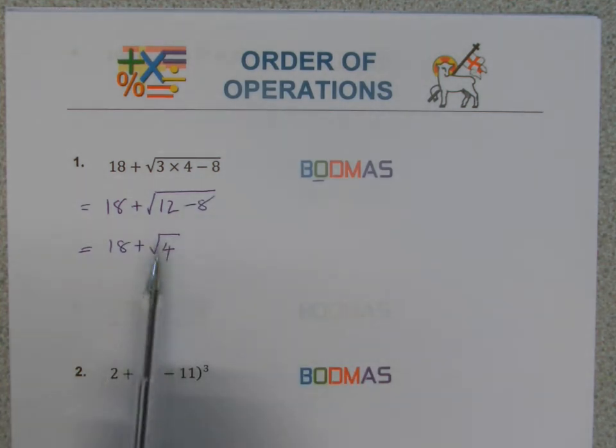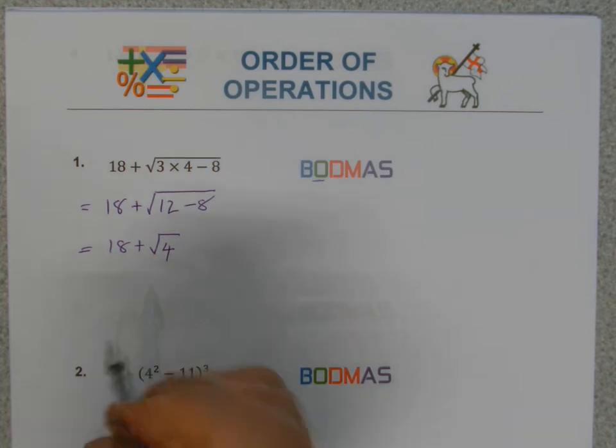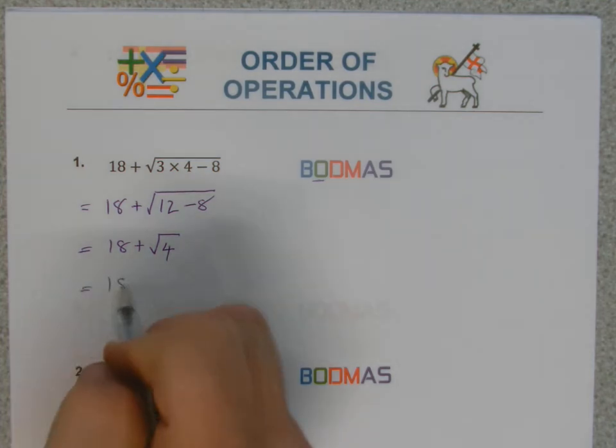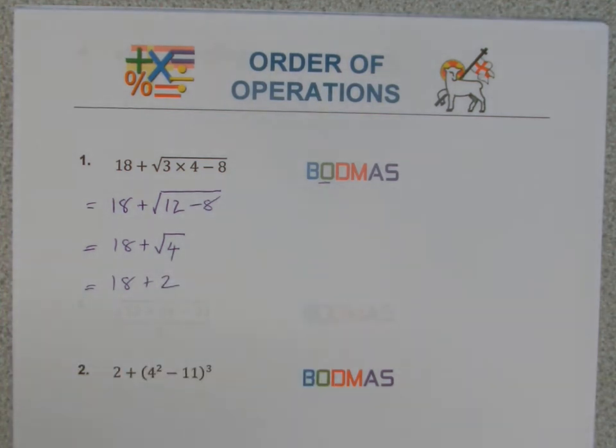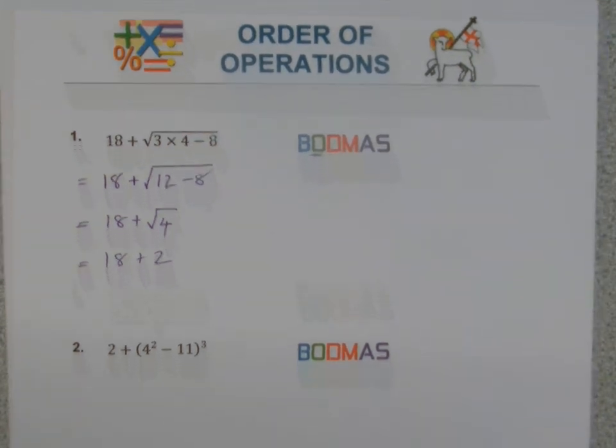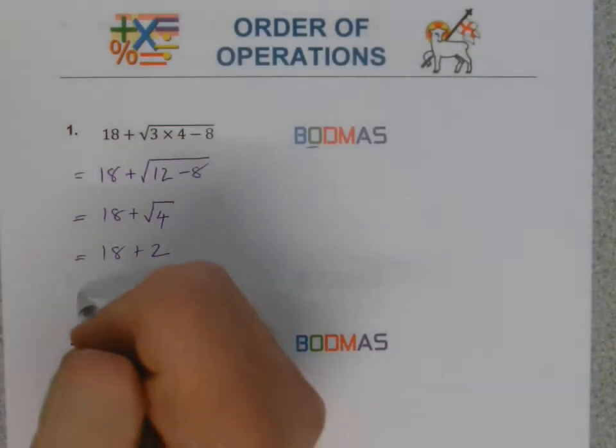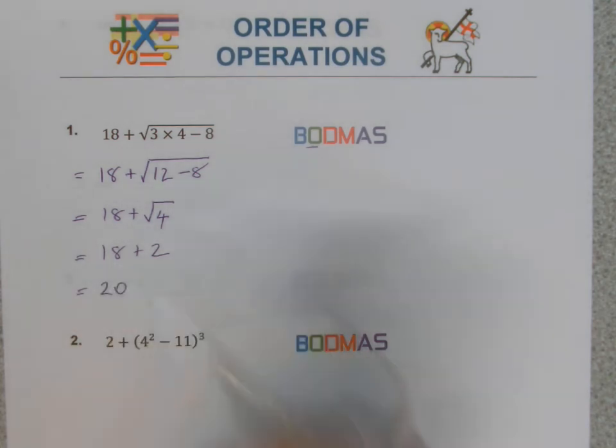Now I'm at a stage where I can actually square root now. I can actually do what I want to do, this working out the square root before I add onto the 18. Square root of 4, of course, is 2, right? You just need to think what number do you times by itself to get 4. 2 times 2 gives you 4. 2 squared is 4, which means square root of 4 is 2. Adding these together, you get 20.